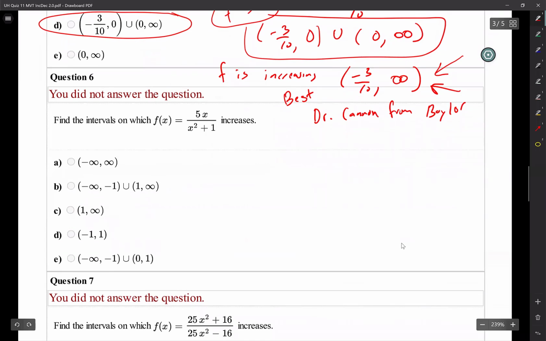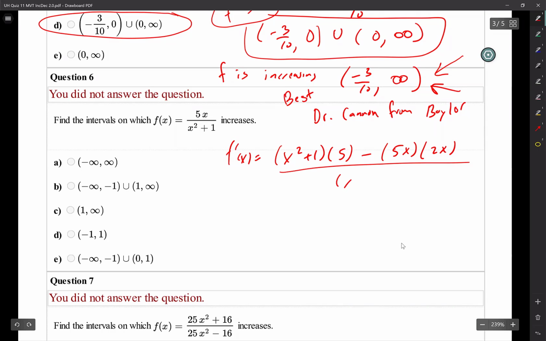Question 6. Find the intervals in which this function increases. Again, it's the same thing, guys. There are no vertical asymptotes, so let's find the zeros. So f prime of x equals, we're going to have to do quotient rule: bottom times derivative of the top minus top times derivative of the bottom, all over bottom squared. You don't care about the bottom because the bottom will never be 0, which would make the derivative undefined, which is a definition of a critical point. So just focus on the numerator.